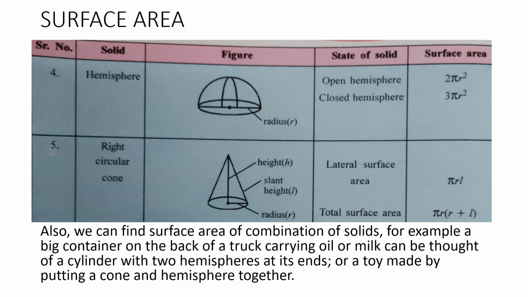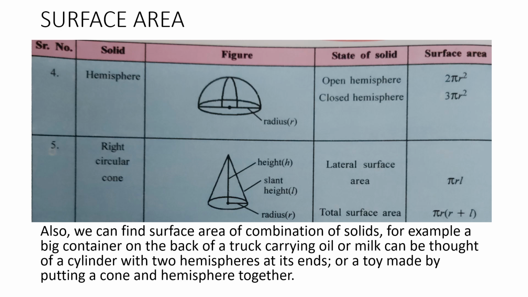For a right circular cone with height h, slant height l and radius r, the lateral surface area would be pi r l and the total surface area would be pi r square plus pi r l, or pi r into bracket r plus l.